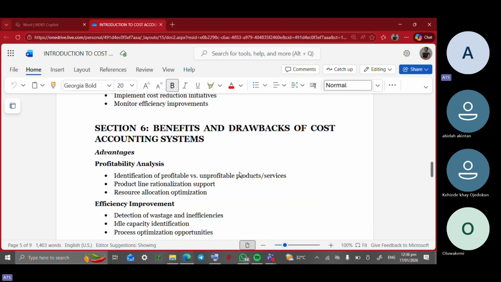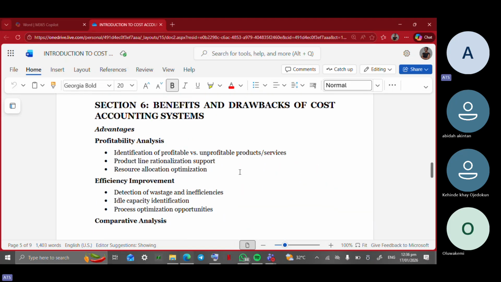Okay. Now, just like every other accounting system, a cost accounting system has its advantages as well as its disadvantages, right? Now, of course, let's talk about the advantages. A cost accounting system helps with profitability analysis. As I mentioned earlier, every business exists to make profit, right? So, cost accounting systems help to analyze your profits.